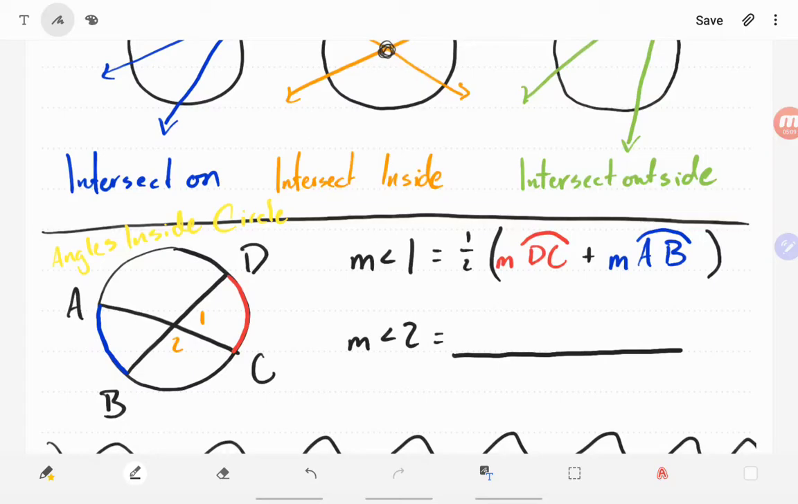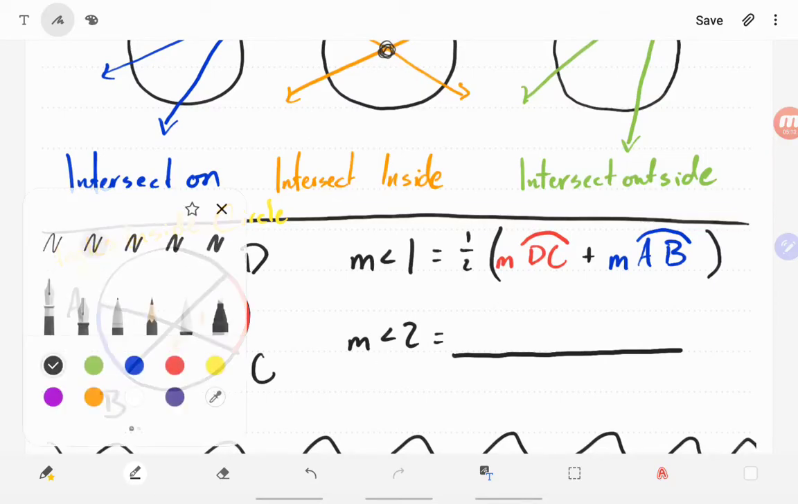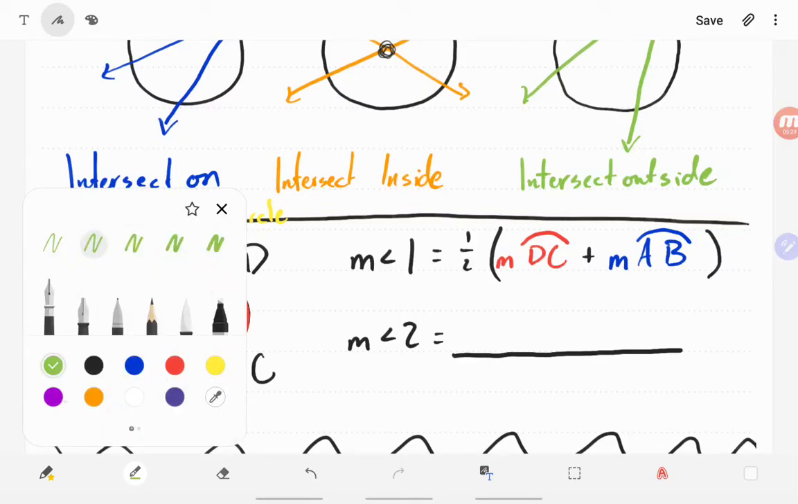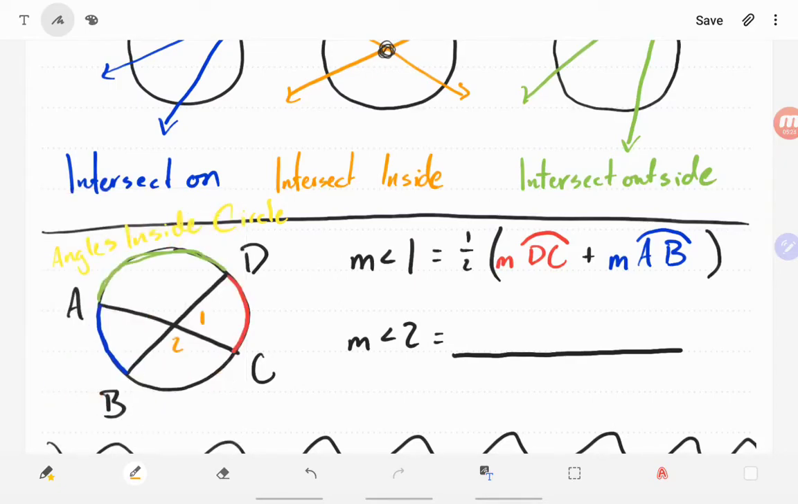Measure of angle 1 is going to be equal to 1/2 the measure of DC plus AB. So that means the measure of angle 2 is going to be equal to, and we'll use some different colors here, I'm going to be looking at this arc, AD, and let's see, we haven't used orange, and BC. You see that right there?